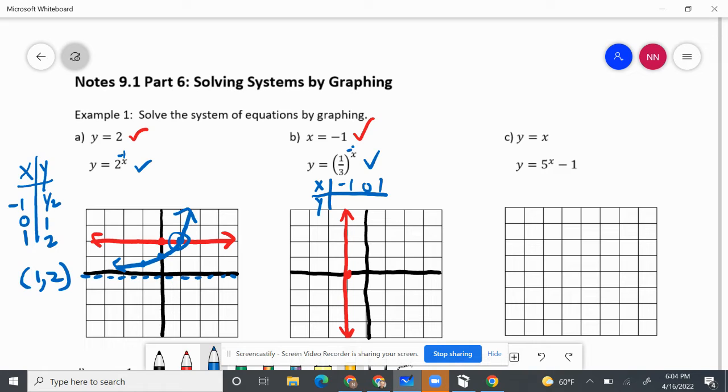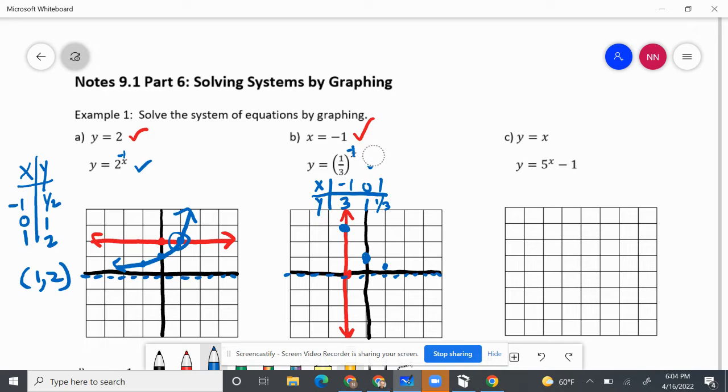When I plug in a -1, it flips it to a 3. Anything to the 0 is a 1, and when I plug in a 1, it stays the same. So this time, -1 and 3, 0 and 1, and 1 and a third. Once again, I have a horizontal asymptote at 0.